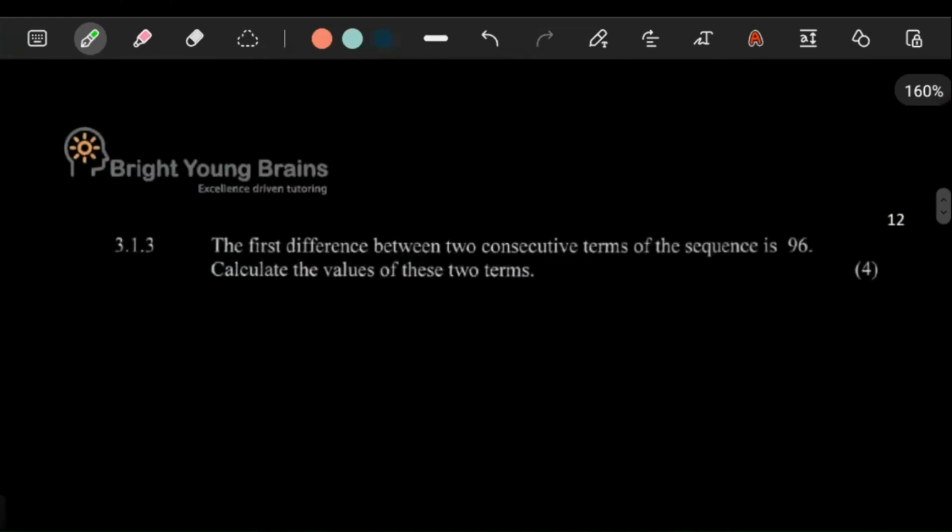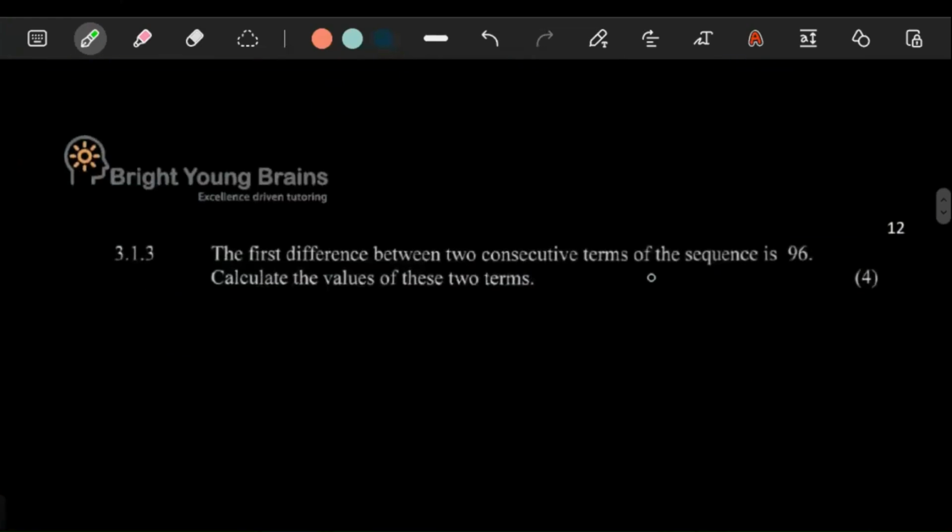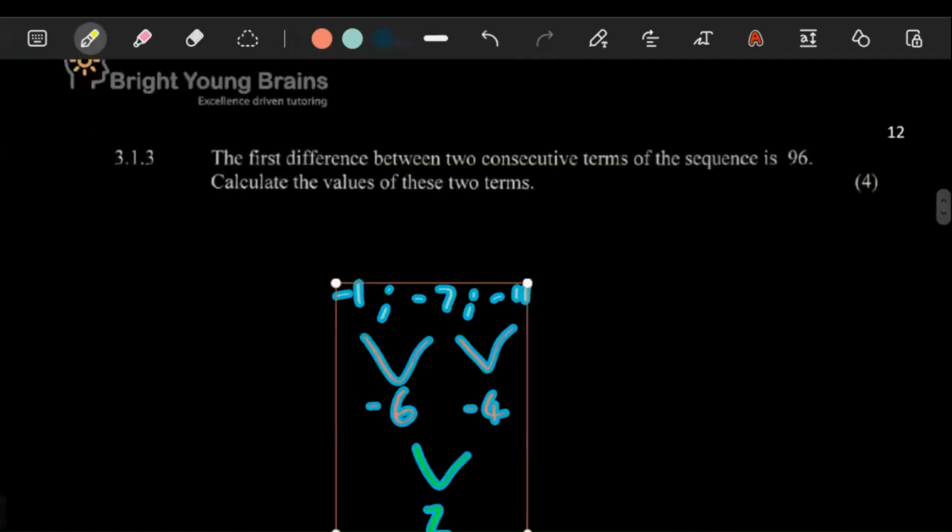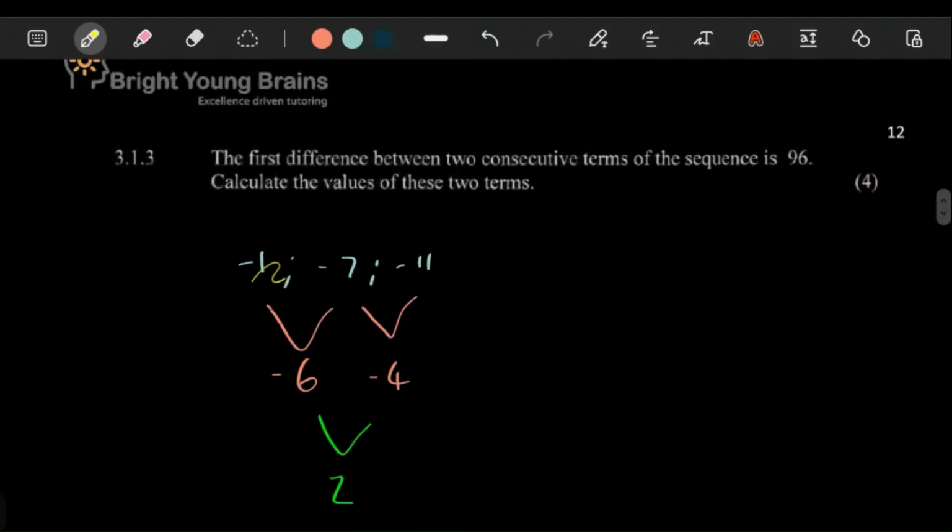3.3 says the first difference between two consecutive terms of the sequence is 96. Calculate the values of these two terms. So what they mean is, in our sequence of first differences, for example, this is our original sequence. This is the sequence of first differences. So they say the first difference between two consecutive terms. What they mean is, in this sequence here, there's a term somewhere here, and then there's a term somewhere here.